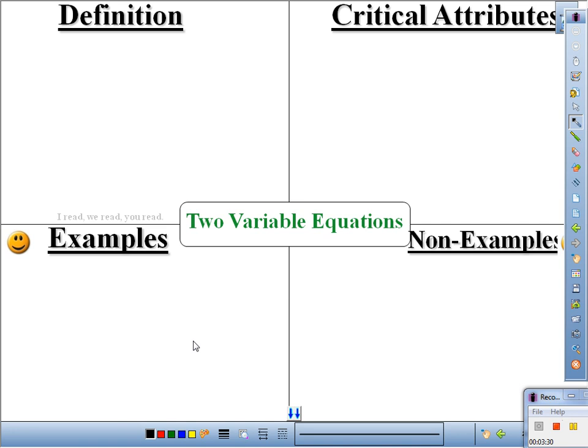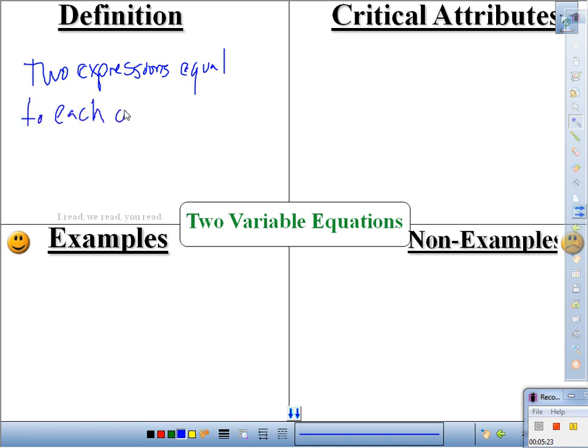Now look at this one. This one is called two variable equations. Talk it over with your neighbor, let them know what the definition is for two variable equations. All right, let's see. Ryan, go. Two expressions equal to each other. Hands up if you agree with that so far. Okay, write it down, please.